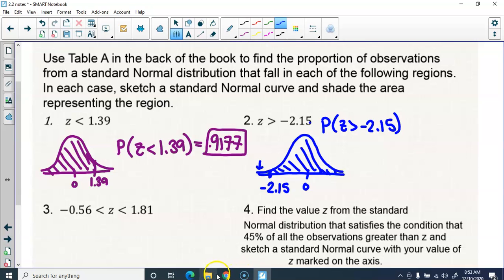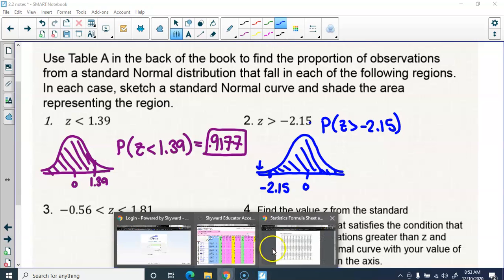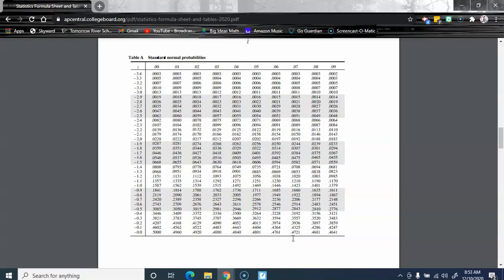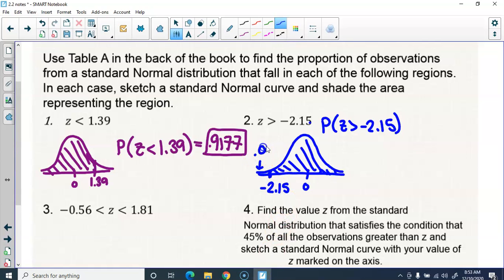Oops, I missed it already. Forgot what it was. 2.15, 0.0158. So if I want to know what's to the right, I need to subtract that 0.0158 from 1. And that's 0.9842.